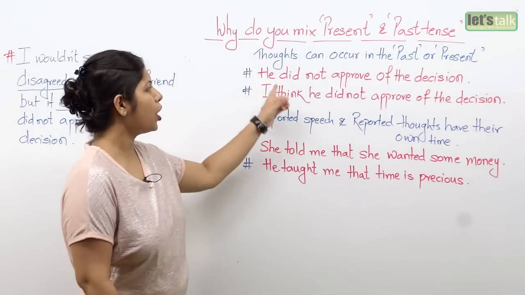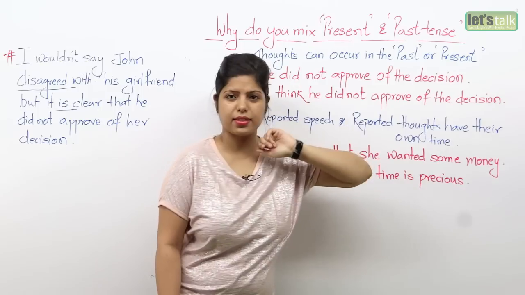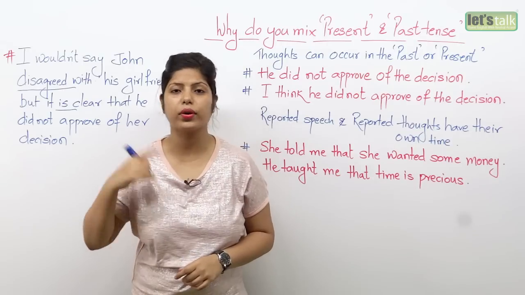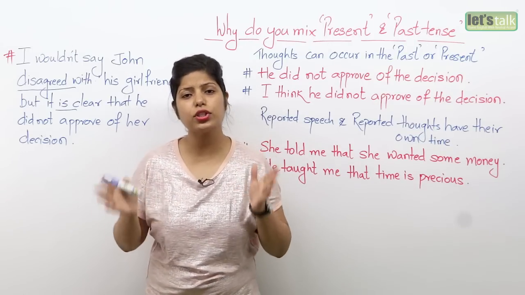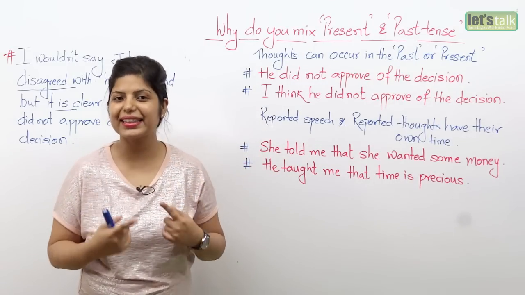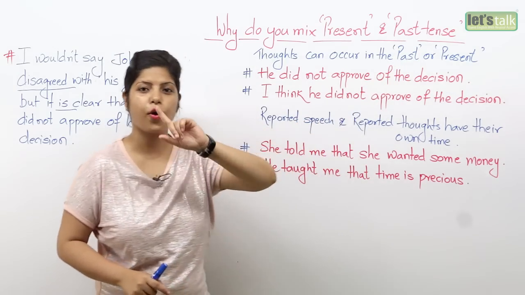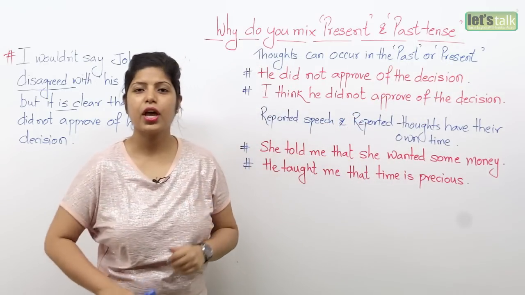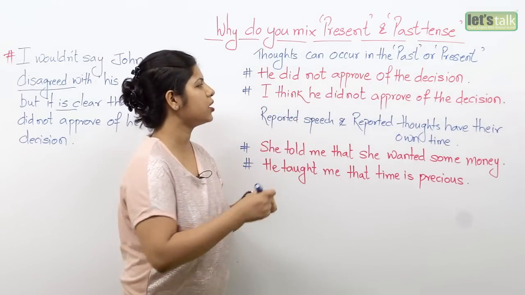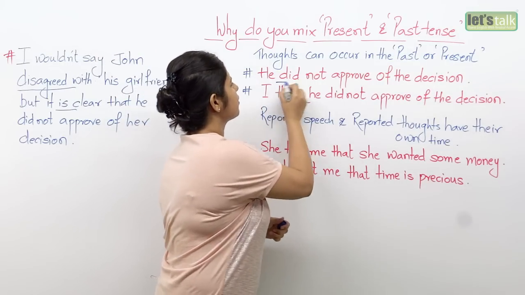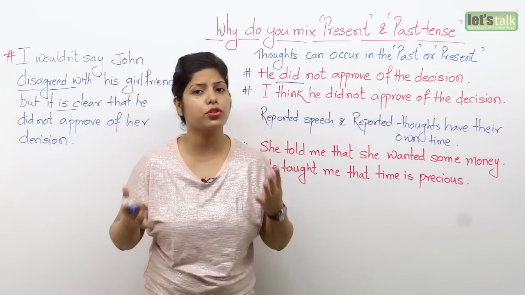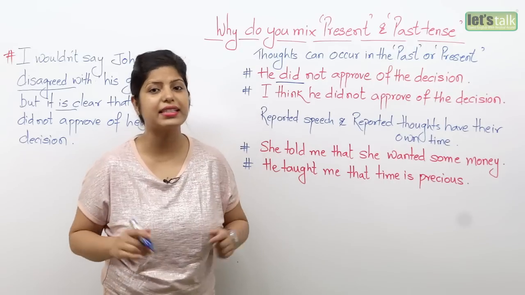So when I say thoughts can occur in the past or the present, let's go back to the sentence that I made. I said that John did not agree with his girlfriend. So here the action took place in the past. But when I am thinking about it, I can think about it either in the past or in the present. So if I want to think about this in the past, I can simply say, he did not approve of the decision. The word did indicates the past tense over here. So I'm thinking about what John did and I say, he did not approve of her decision.